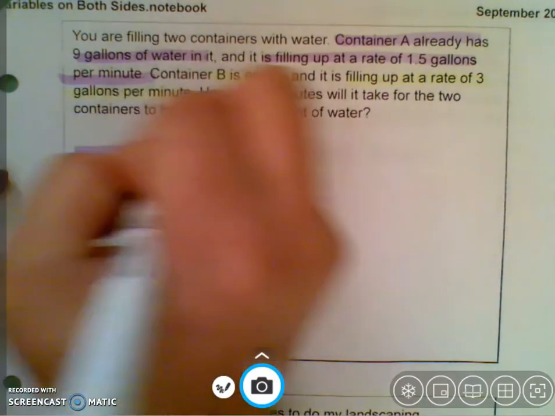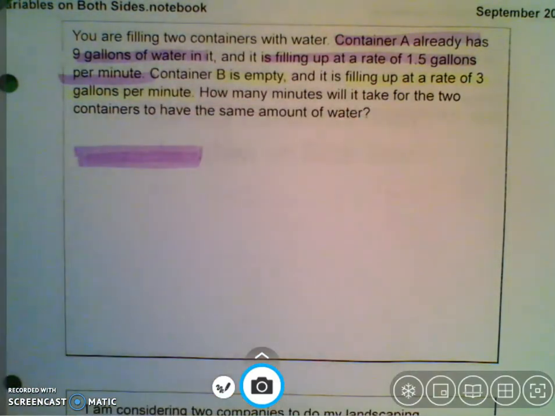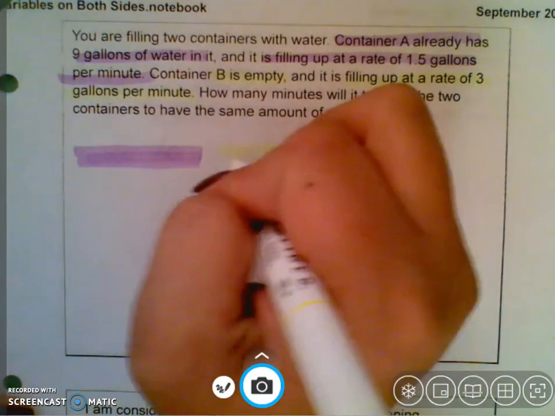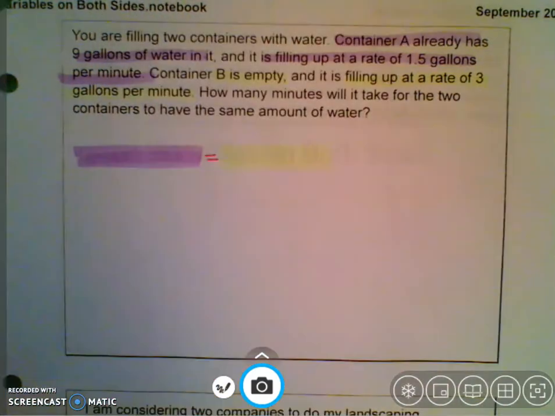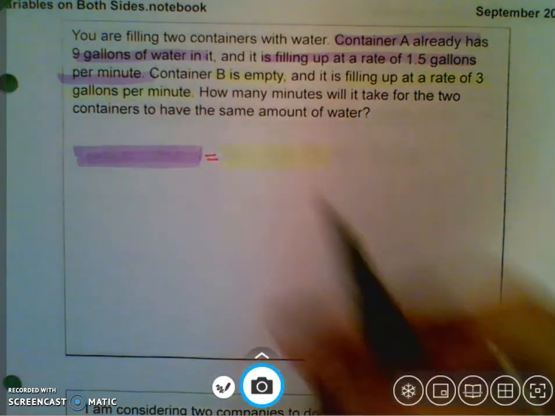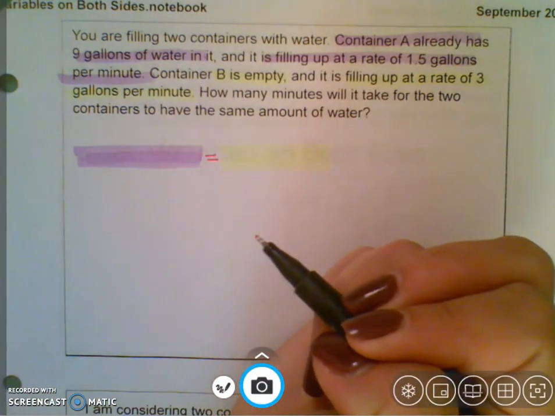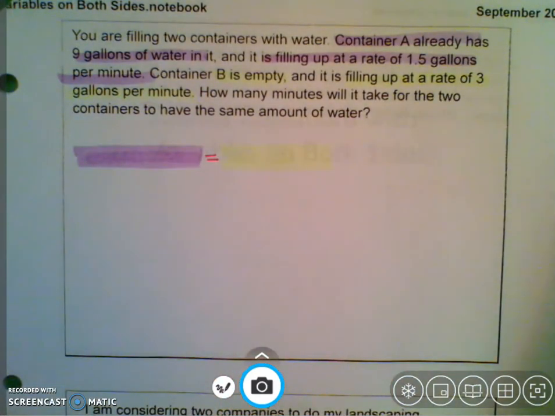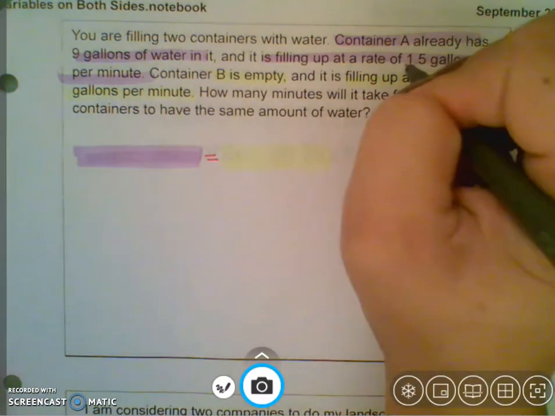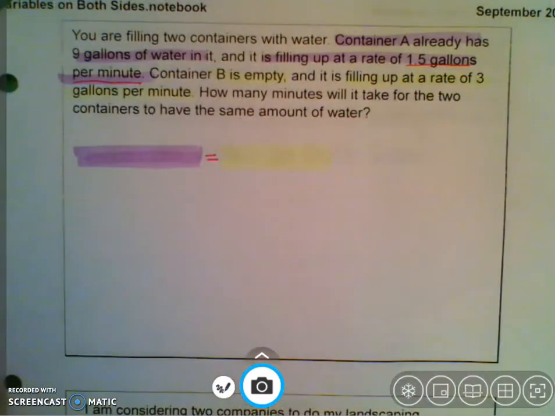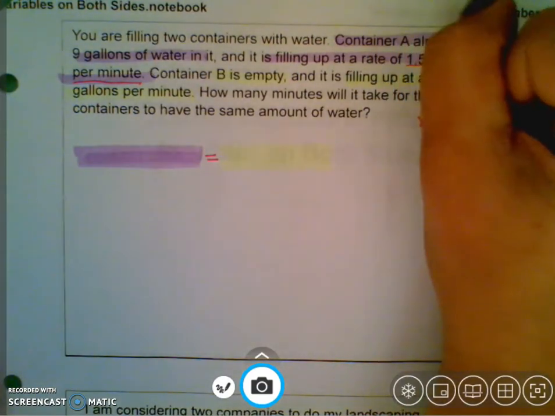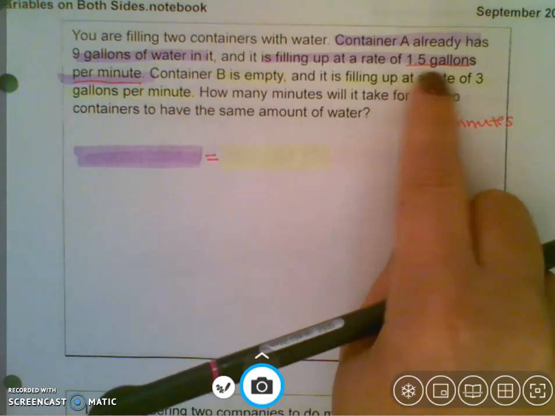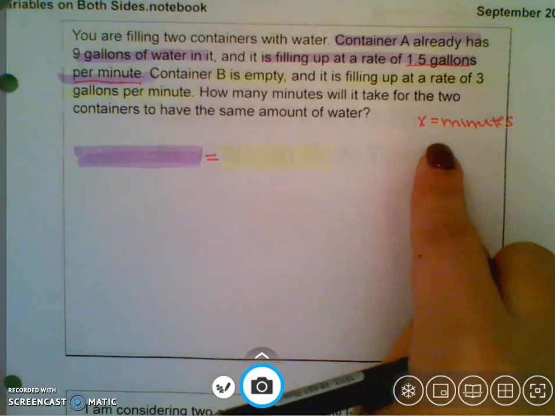So we have container A's equation, container B's equation, and they're going to be equal to each other. So container A is filling up at a rate of 1.5 gallons per minute. Usually when you see this 1.5 gallons per minute, that's the part that your variable is going to be. So your x is going to equal minutes, because we're at 1.5 gallons per minute. So x is minutes.